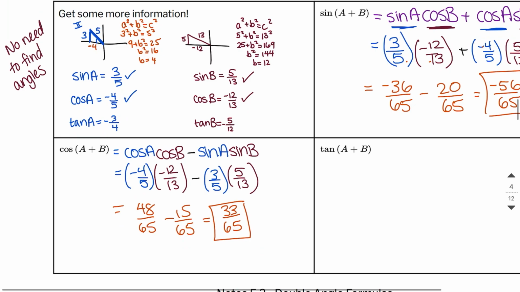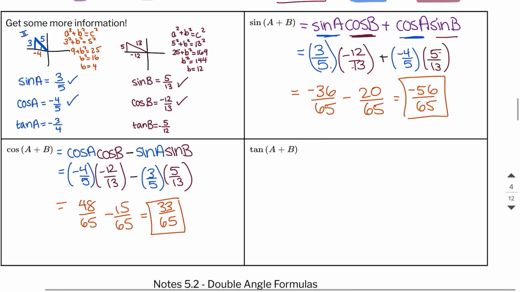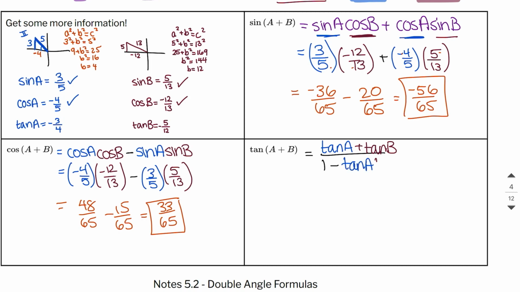All right, and then let's go ahead and do tangent right here. So tangent of A plus B, this is where I would have to use the formula right here, where it is tangent of A plus the tangent of B, all over 1 minus the tangent of A multiplied by the tangent of B. And this is where we're going to have some fractions within fractions. So let's go ahead and fill in that information.